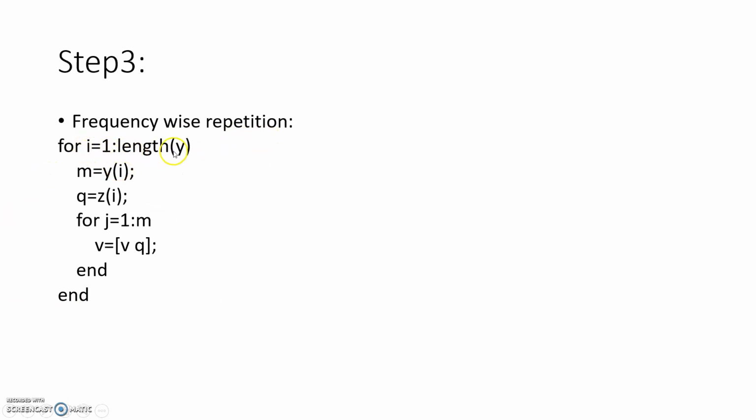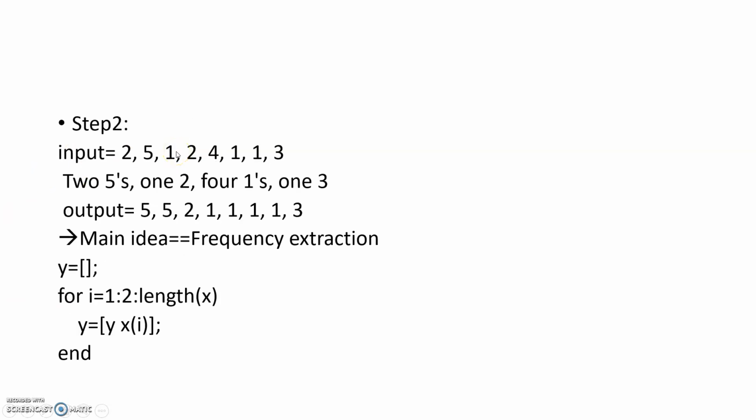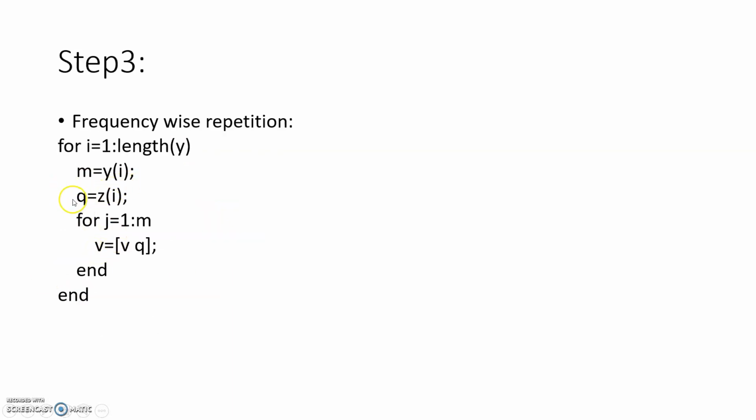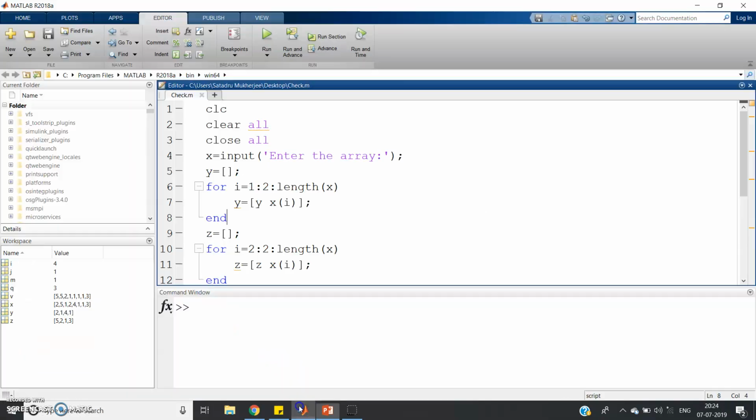So for i equal to 1 colon length of y, since our frequency array is the y array, then m equal to y of i, q equal to z of i. We are extracting one frequency and the corresponding integer, and we are repeating those m times. m is the frequency. For j equal to 1 to m, v equal to vq. What is v? We have to define v before this for loop as one empty array, in this outer for loop. Okay, that's all.